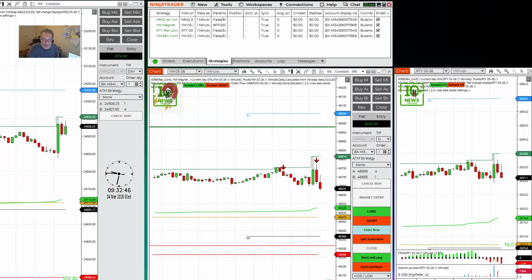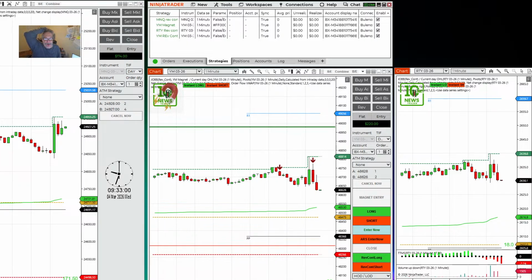I think that our MNQ was... that account was zero, so it was a small profit on the MNQ. I think it made about $35, and then the RTY made 140, 130, 120, somewhere in there.